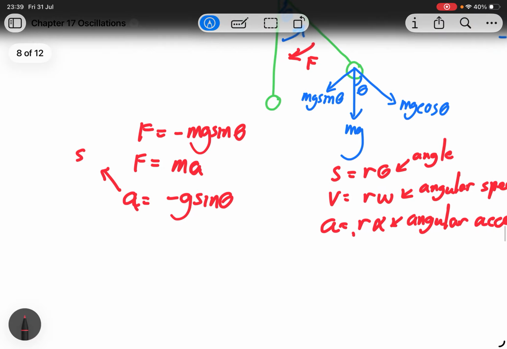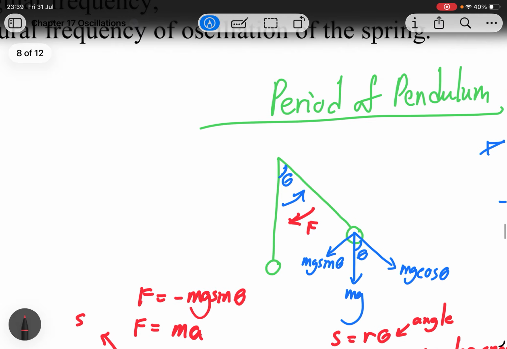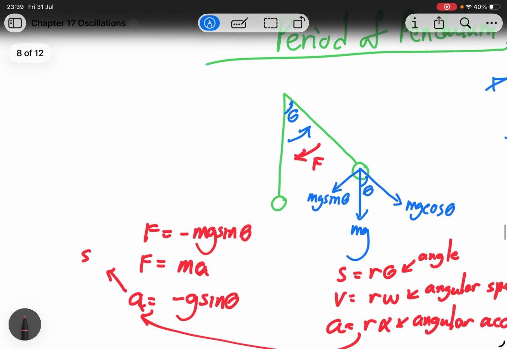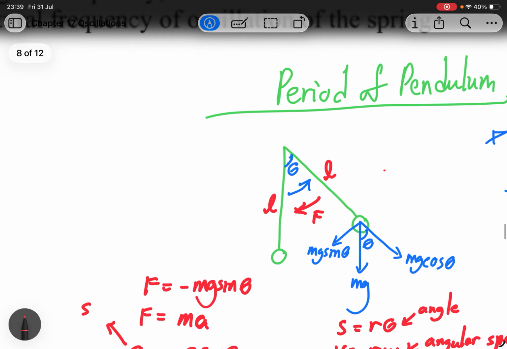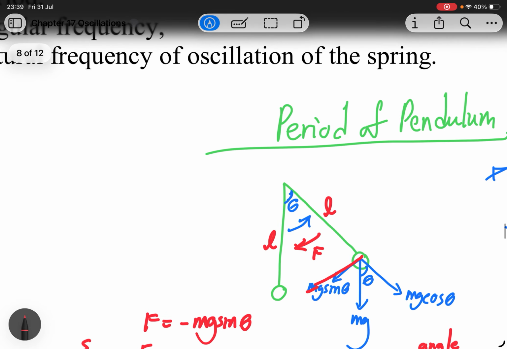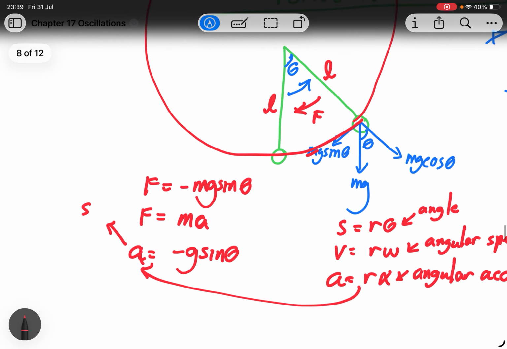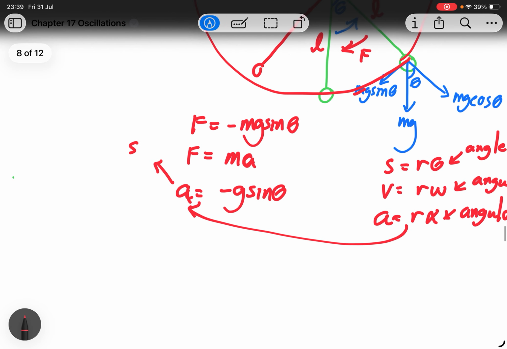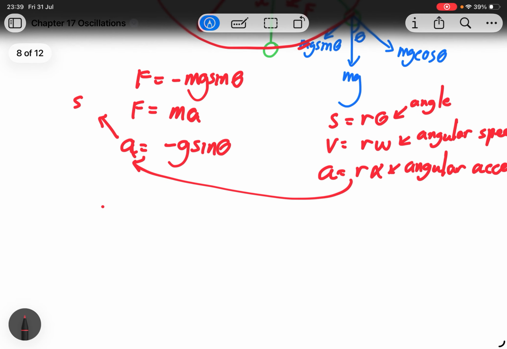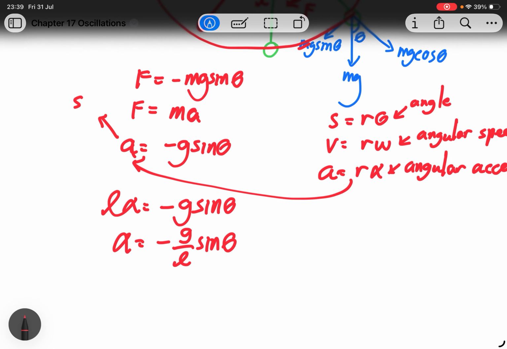So we substitute this into this, and r is the radius, which for a pendulum equals the length of the string, because it oscillates in a circle, basically. But of course you don't do a full circle, you swing back and forth. So we get L alpha equals negative g sine theta, so alpha equals negative g over L sine theta.